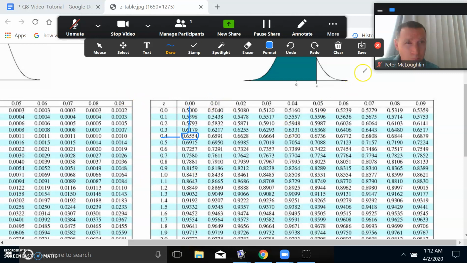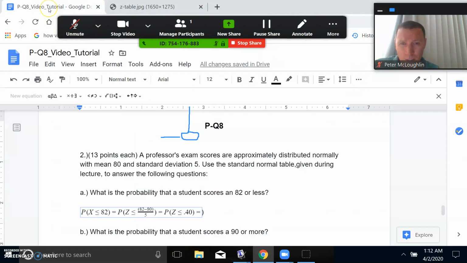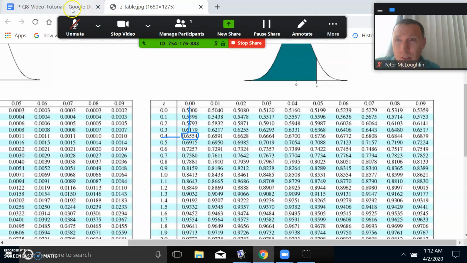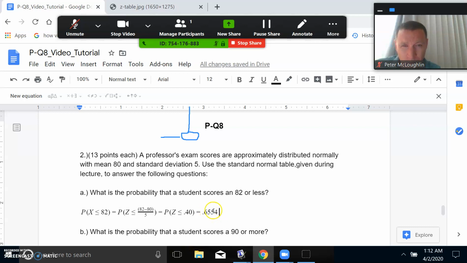We put that in over here. It's 0.6554. So it's basically saying that there's a 65.54% chance that a student scores an 82 or less. Okay, let's keep going.